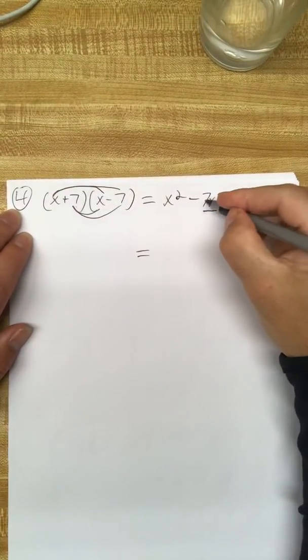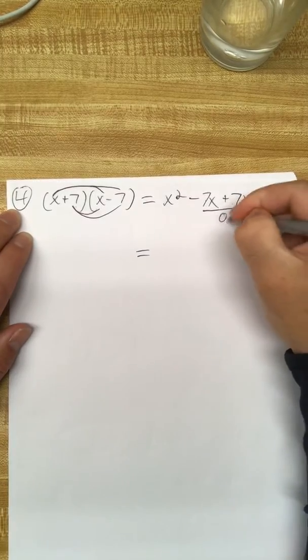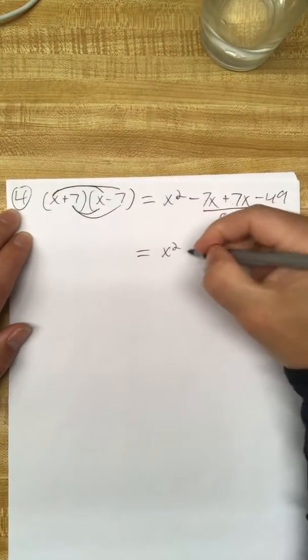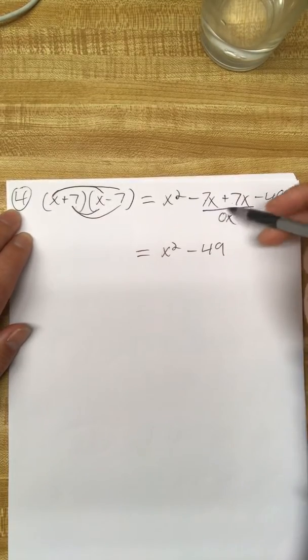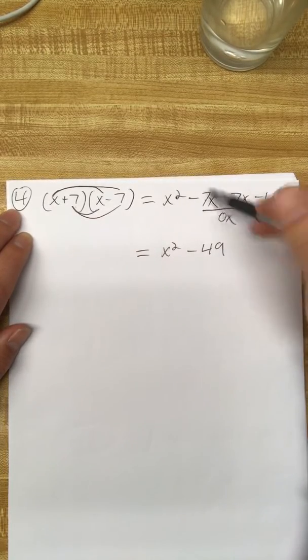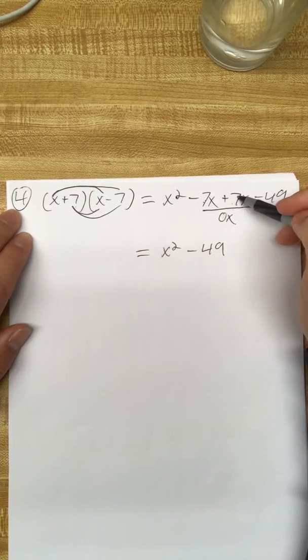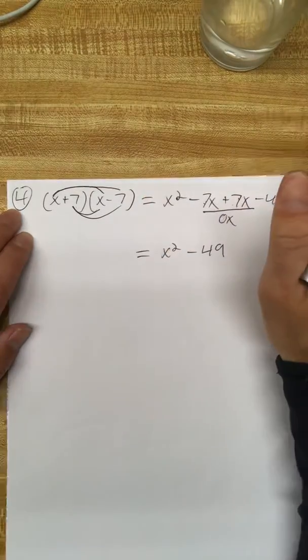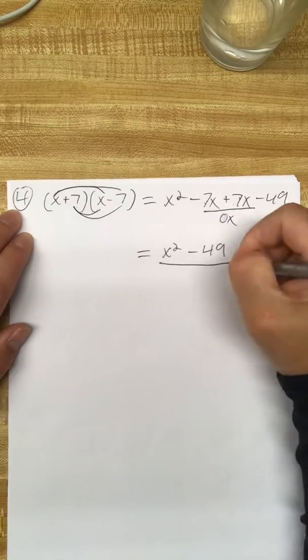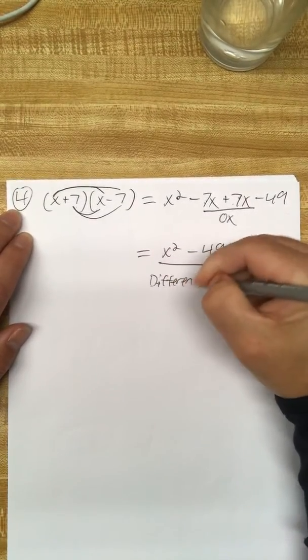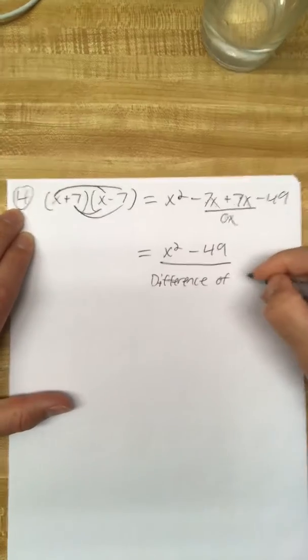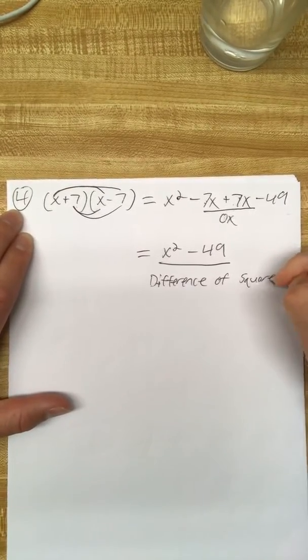So right there, negative 7x plus 7x is 0x. So when I go to write my answer, it's just x squared minus 49. There's no x term in the middle, okay, because it's 0x. That's like you owe me $7, you pay the $7 back, we're even, all right? So again, this is called a difference of squares.